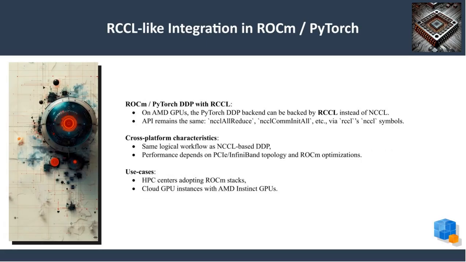In ROCm PyTorch, Distributed Data Parallel can utilize RCCL on AMD GPUs, maintaining the same API as NCCL. The logical workflow mirrors NCCL-based DDP, with performance influenced by PCIe, InfiniBand topology, and ROCm optimizations. This is ideal for high-performance computing centers using ROCm stacks and cloud instances with AMD Instinct GPUs.